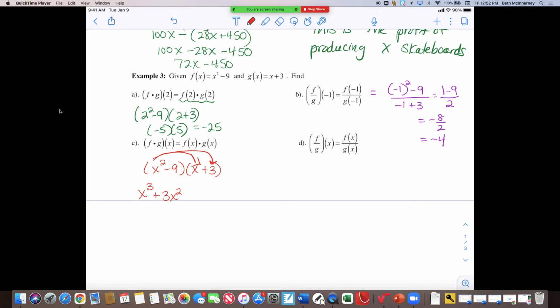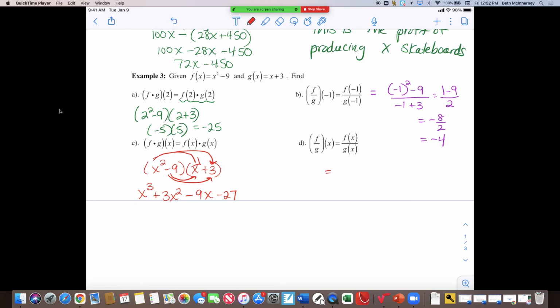Again, I took x squared times the x and x squared times the 3. Then I'm going to take the minus 9 and I'm going to distribute that. And that gives me minus 9x minus 27. Are there any like terms? No, so that's my final answer.